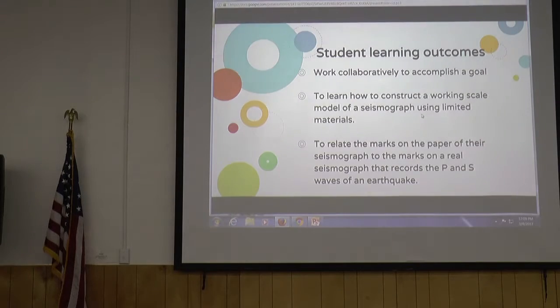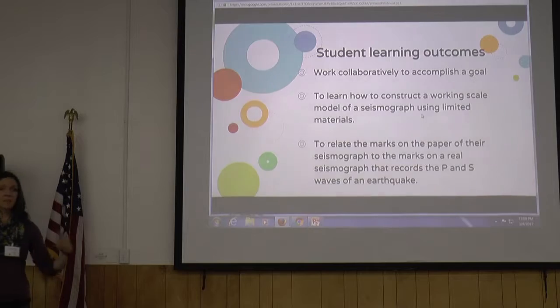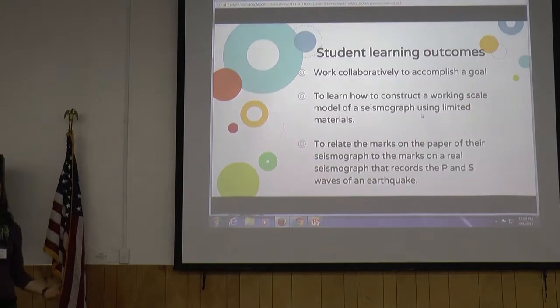Some of the outcomes: students working collaboratively to accomplish a goal, as has been discussed in many of the previous presentations. Sometimes that collaboration and the right mix can make an activity really successful or not. They learned how to construct a working scale model of a seismograph with limited materials. Looking back on the revisions of this lesson, the types of materials they used became a problem, so that's one of the revisions I'll talk about.